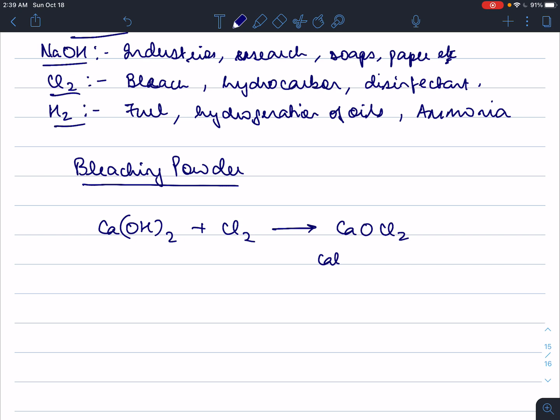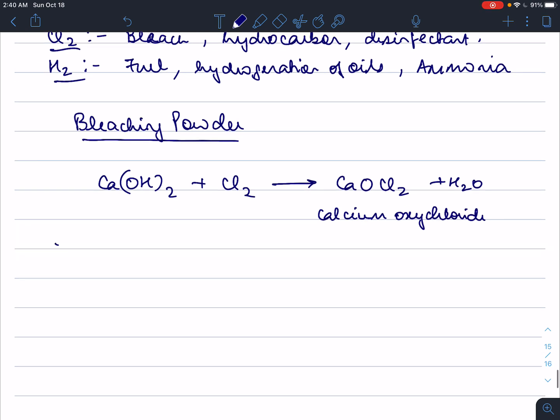This is calcium oxychloride. And of course you get water alongside. But this calcium oxychloride is the active ingredient in bleaching powder. Bleaching powder has many other things, many impurities and stuff. But the most active ingredient is calcium oxychloride. And calcium oxychloride is used in bleaching industry.